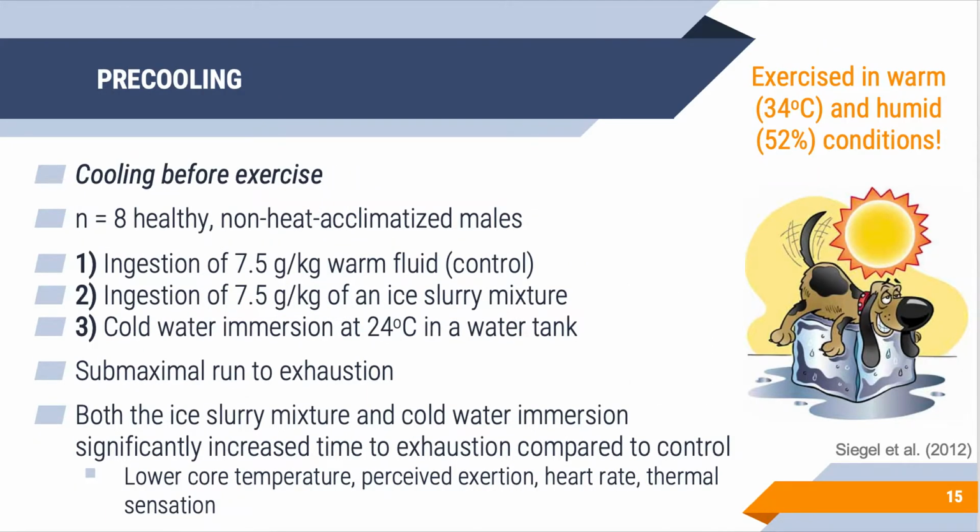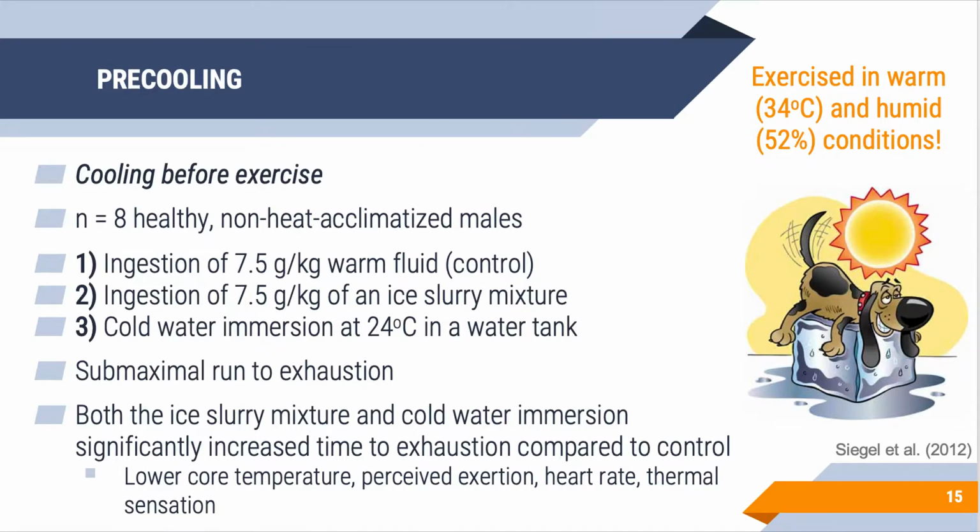So the first scenario we look at is something called pre-cooling, which is exactly what it sounds like: cooling prior to exercise. This study took 8 healthy, non-heat acclimated males and put them through 3 different scenarios. In the first, they ingested 7.5 grams per kg of warm fluids, the same temperature as core temperature, so 37 degrees C. In another, they ingested 7.5 grams per kg of an ice slurry mixture, so a cold fluid. Or, in the third condition, they were immersed in cold water prior to exercise.